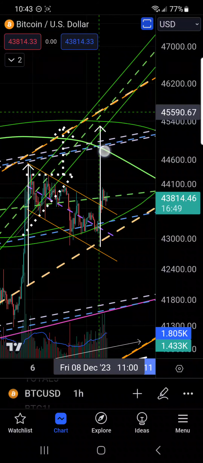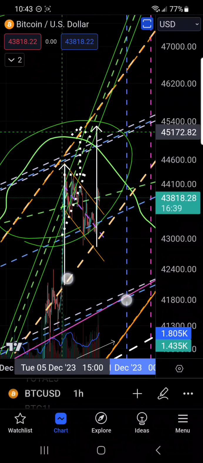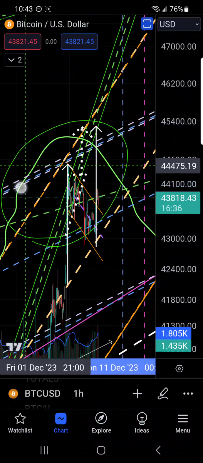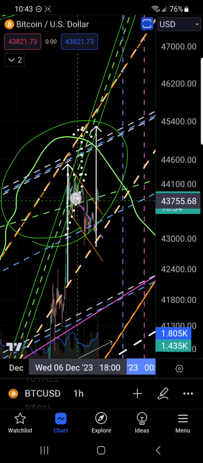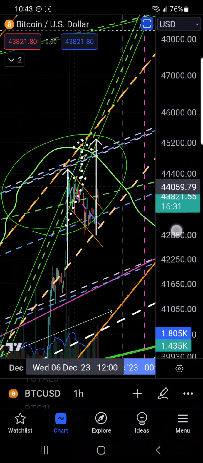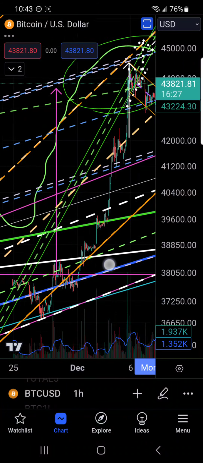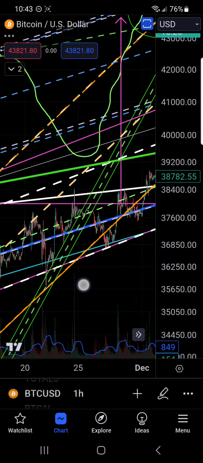The top of this yellow and orange dashed channel is around 45.6. So somewhere in that area, and might I point out, the green circle that you see here hit that target exactly for Bitcoin, and we called that sometime way back here somewhere.